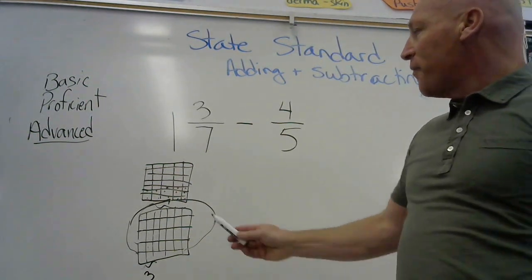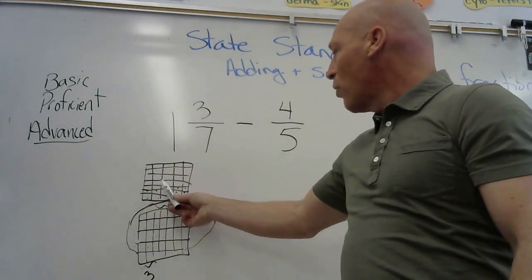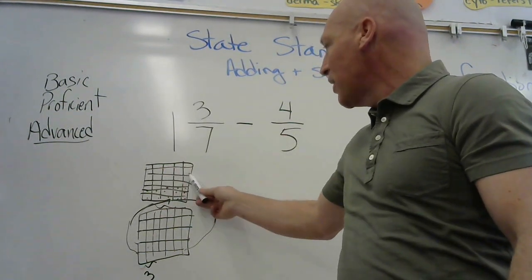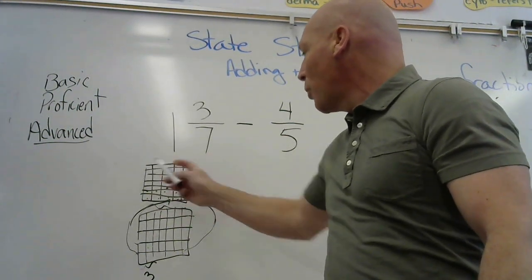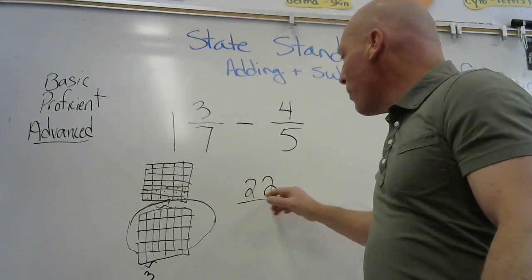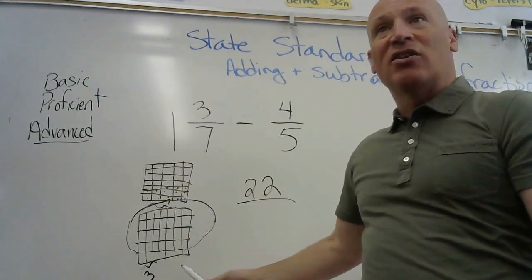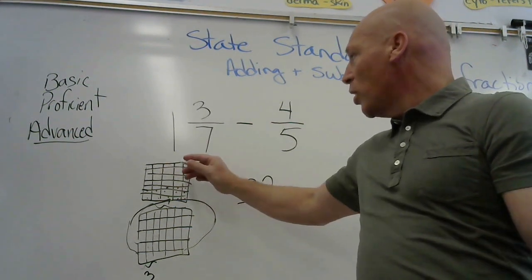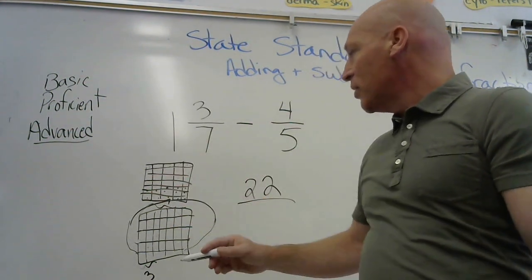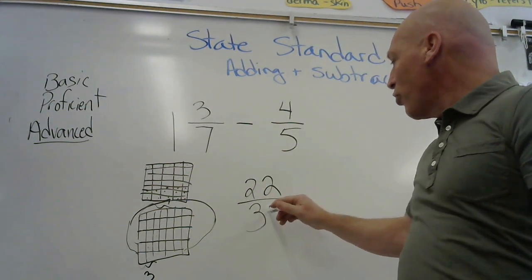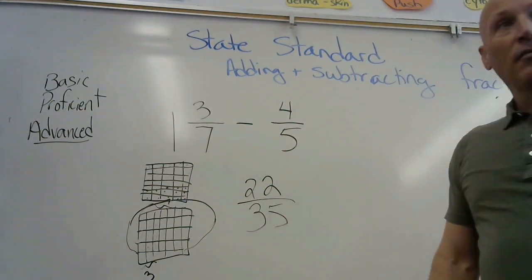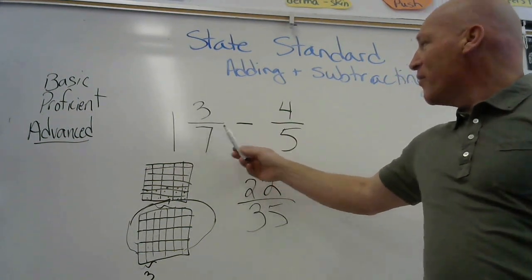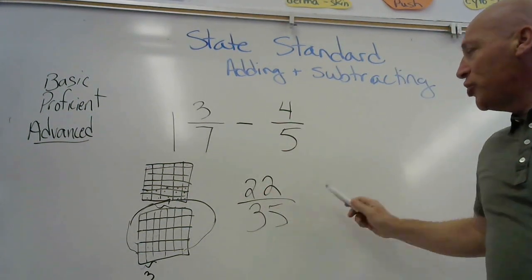Now how many do I have left over? 1, 2, 3, all the way to 22. But my denominator, my whole, is still cut up into how many pieces? Well, what's 5 times 7? 35. So that would still be 35. So my answer of 1 and 3/7 minus 4/5 is 22 out of 35.